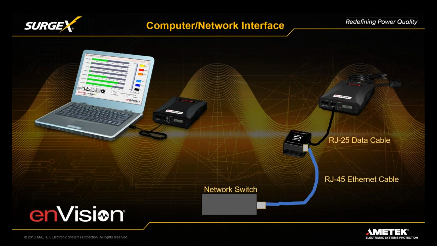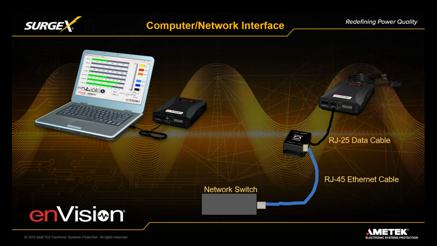So there are two ways of interfacing the enVision to change or set parameters or to download data. The first way is to use your PC on site, and we supply you with a USB to RJ25 cable. It goes into the data port of the enVision device. You will need to download and install our PC app that is available free from the Surgex website.